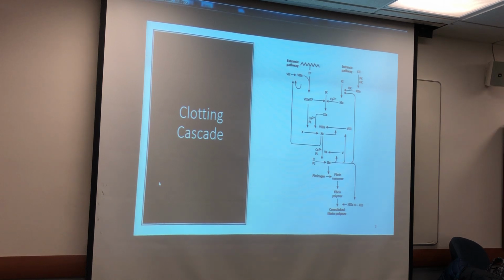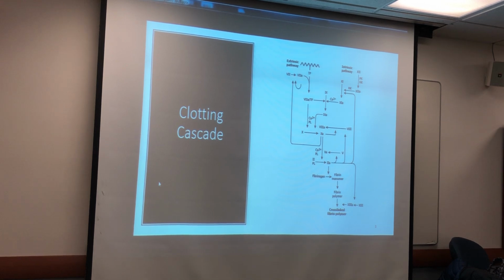So this is the clotting cascade. It's a more basic overview of the cascade. There's a lot that goes into it. I'm not going to talk super in depth, because somebody could talk the whole time about the clotting cascade. The basic things to know is that there are two pathways, the extrinsic pathway and the intrinsic pathway. Both pathways eventually lead to the same thing, which is prothrombin to thrombin, and eventually leading to clot.